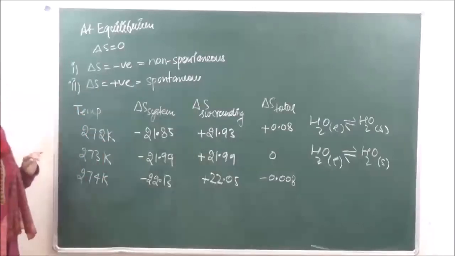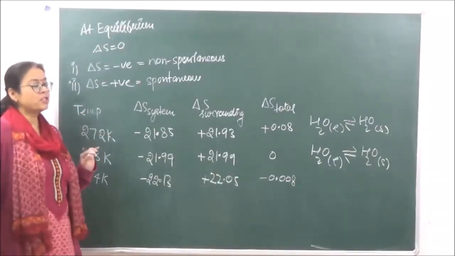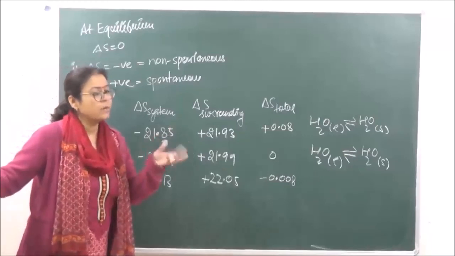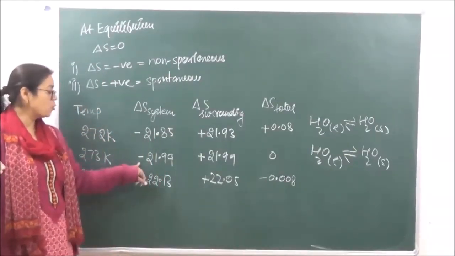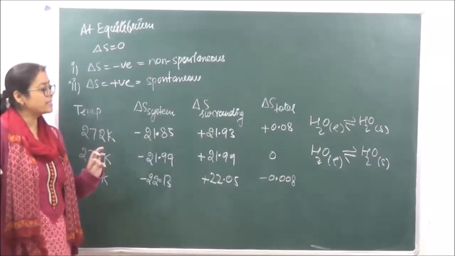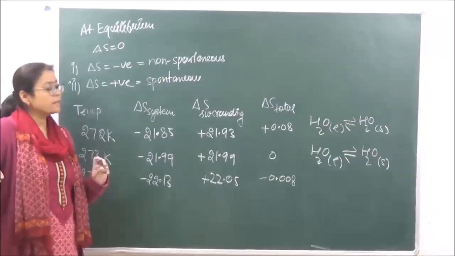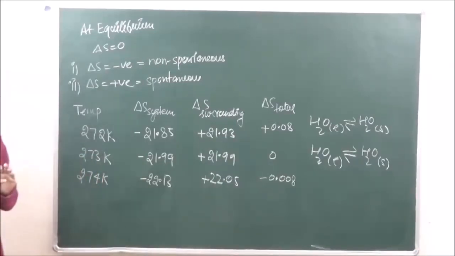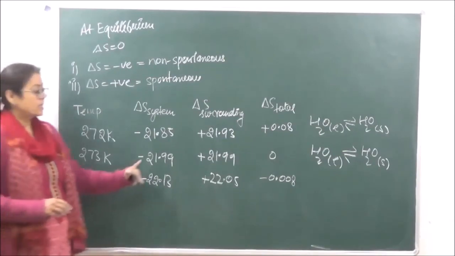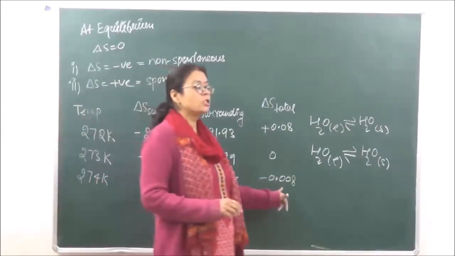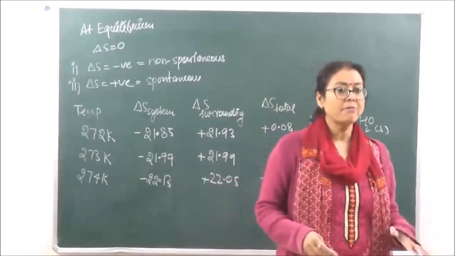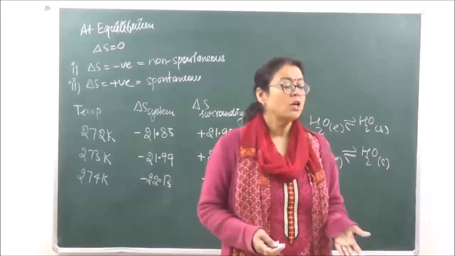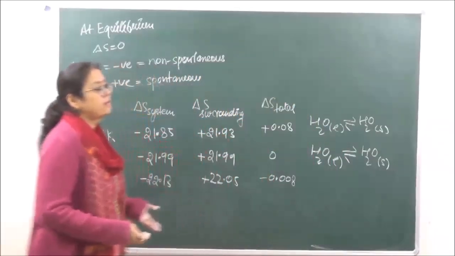We know that the melting point is defined as the temperature at which both liquid and solid states coexist. That is what the melting point is. Because the value of delta S here is 0, this is the state of equilibrium. And when we go to the last one, at a temperature of 274, the reaction is going to be non-spontaneous. Water is not going to freeze above 273 Kelvin.